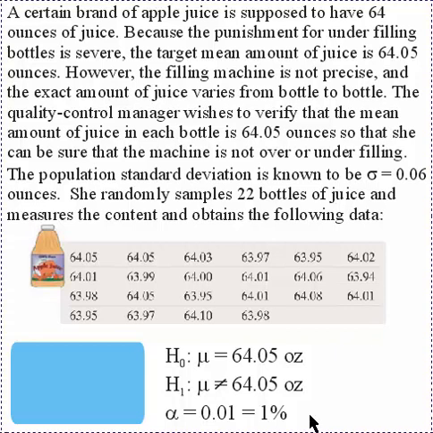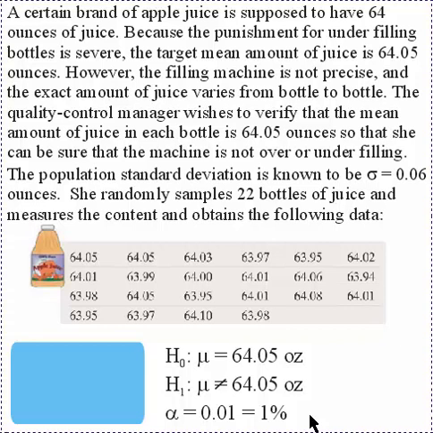This manager wants to use a significance level of 1%. So our p-value would need to be 1% or less before we can say something unusual is happening. Alpha is the probability of a type 1 error, which is when you go with the alternative hypothesis and you're wrong. That would mean we shut down the assembly line to recalibrate the machine when it was not necessary to do that. That's not good.